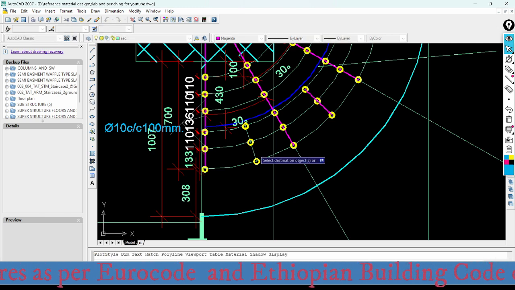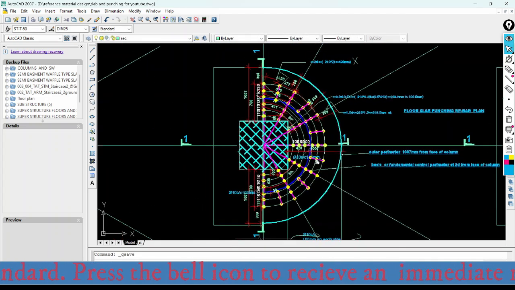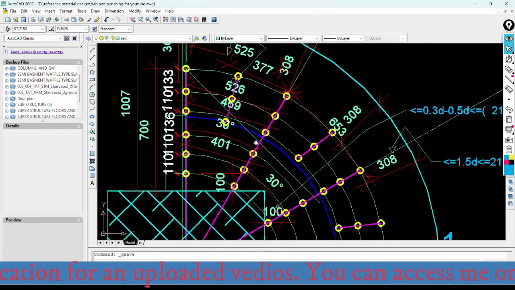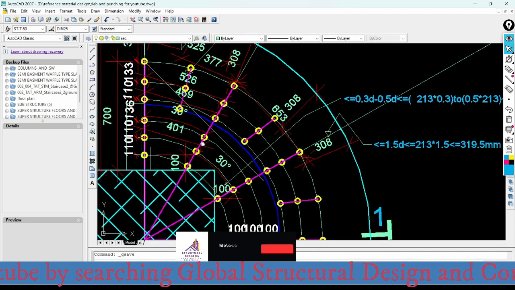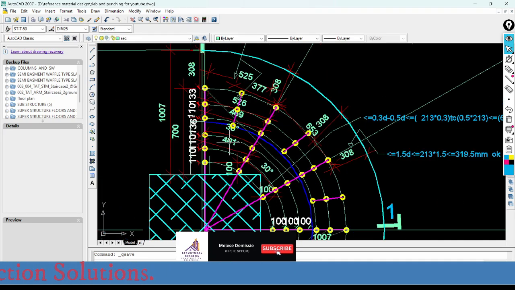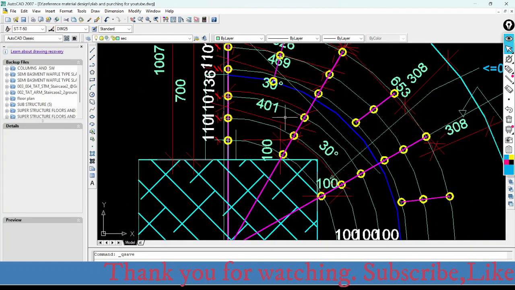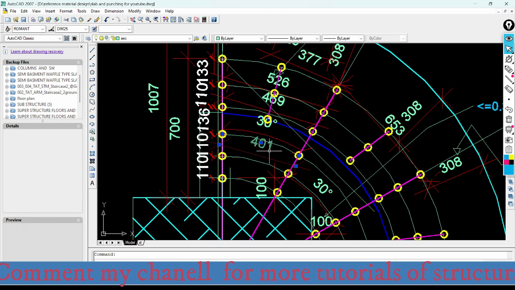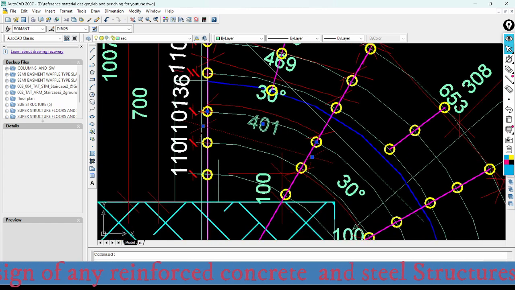So I have finished providing the secondary shear reinforcements in order to reduce the maximum distance between two consecutive shear legs. And here, within the basic perimeter, the distance between two consecutive shear reinforcements must be less than 1.5d. So here we can check it. This is 400. 1.5d is nothing but 320. So here, this one is still 401. So we need to provide one more reinforcement here in order to reduce the spacing.